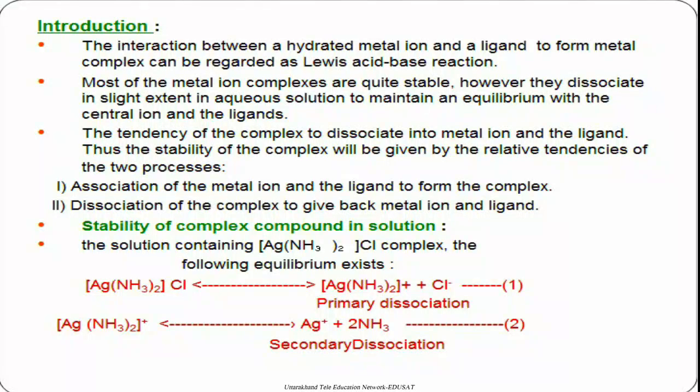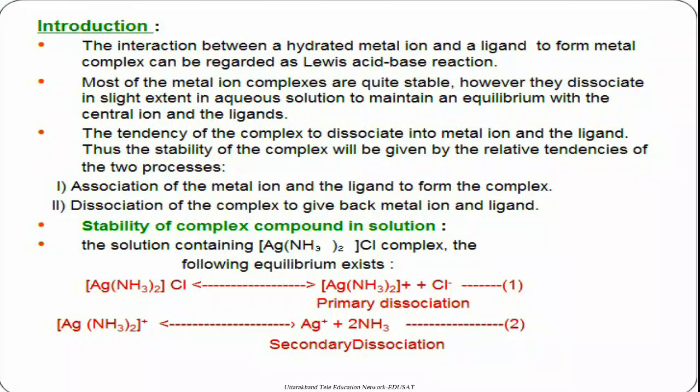Thus, the stability of complexes will be given by the relative tendencies of two processes, that is association of metal ion and the ligand to form complex, and dissociation of the complex to give back the metal ion and ligand. This means it is a reversible reaction. You find here stability of complex in solution.